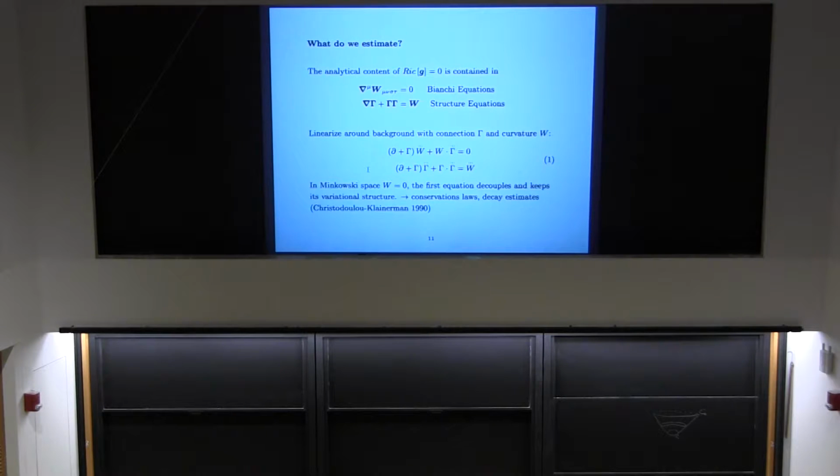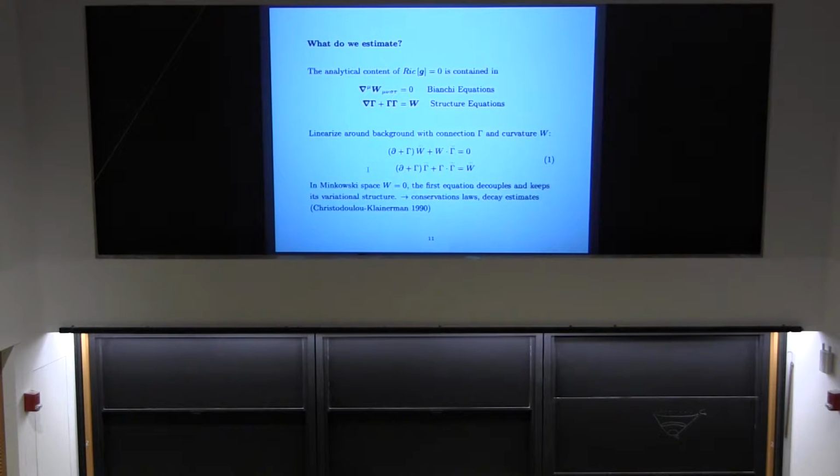Just to give you an idea of what is involved, if you take this system of equations for the curvature and for the connection coefficients, and you formally linearize it, then you arrive at system 1. Your background has, say, connection gamma and curvature W. Linearizing the first equation, you get the background connection and the linearized curvature, but you also get a term from the background curvature and the linearization of the connection, which is this term. Similarly, you can linearize the second equation.